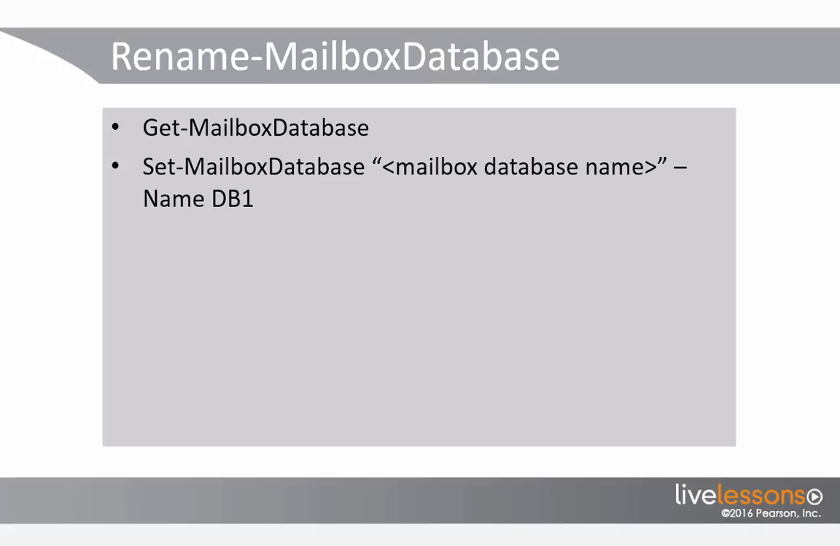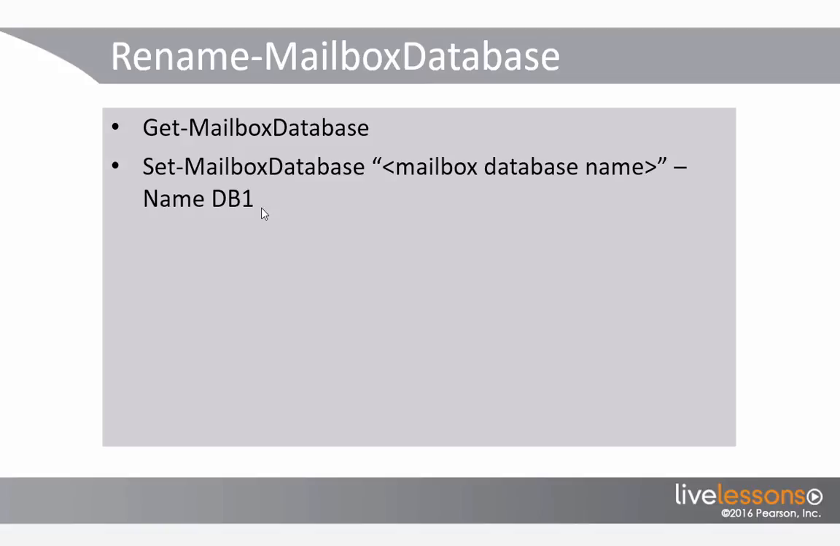So the way that we do that is by using the Get-MailboxDatabase commandlet. That's going to provide us a list of all of the Exchange Server mailbox databases within the Exchange organization. Then, once we've identified the database that we want to rename, we use the Set-MailboxDatabase commandlet. We provide the database name, that's the full big long default name, and then we use the Name parameter and the new name that we want to assign. So it's a pretty simple process. But keep in mind that renaming mailbox databases and moving mailbox databases have the potential to disrupt connectivity.